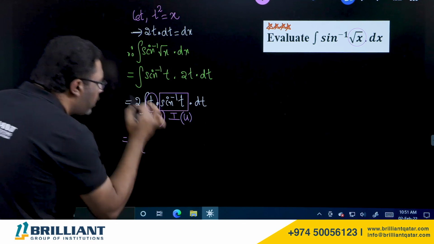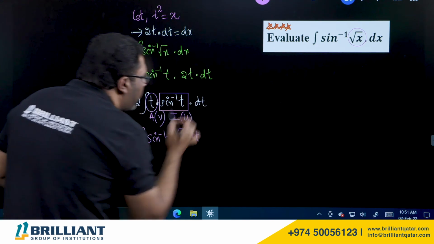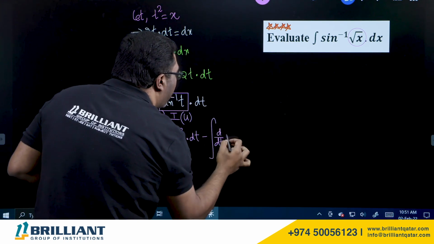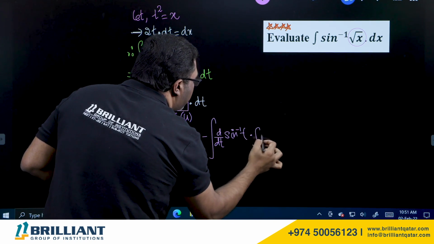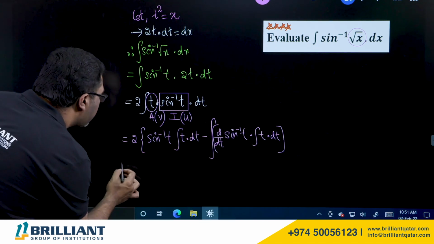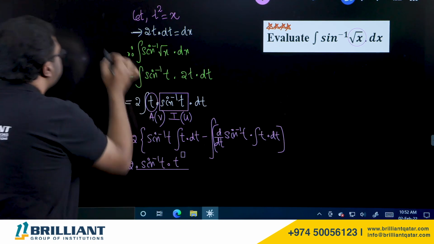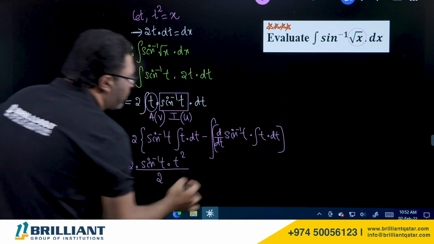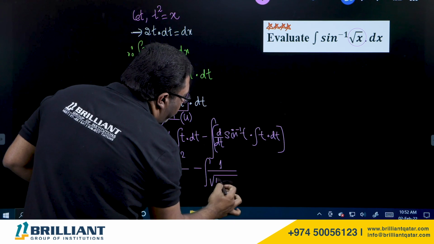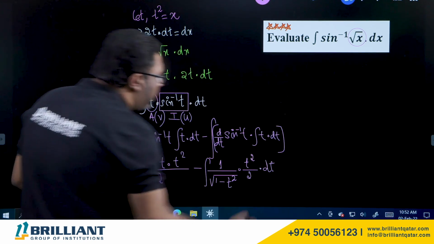That is equal to 2 times, start the integration: u into the integral of v, minus the integral of the derivative of u with respect to t into the integral of v. Okay, fine. Do the answer. That is equal to 2 into sine inverse t into t squared divided by 2, minus the integral of the derivative of sine inverse t, 1 by root of 1 minus t squared, into t squared divided by 2 dt.